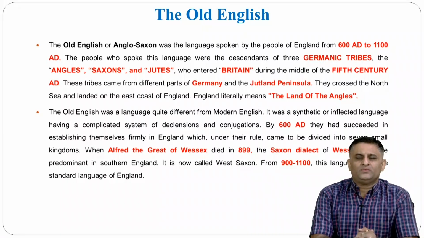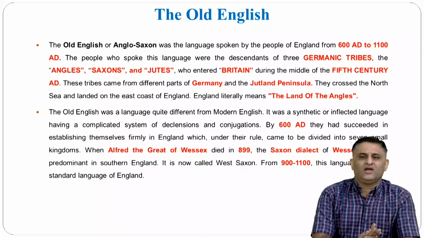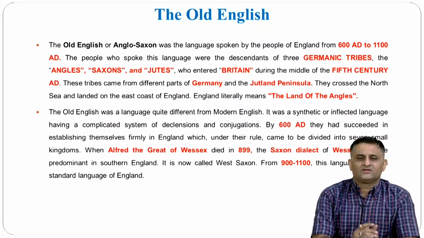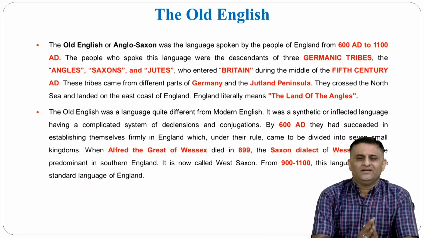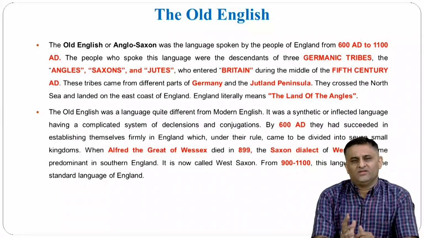The people who spoke this language were the descendants of three Germanic tribes, the Angles, Saxons, and Jutes, who entered Britain during the middle of the 5th century Anno Domini. These tribes came from different parts of Germany and the Jutland Peninsula. They crossed the North Sea and landed on the east coast of England. England literally means the land of the Angles.